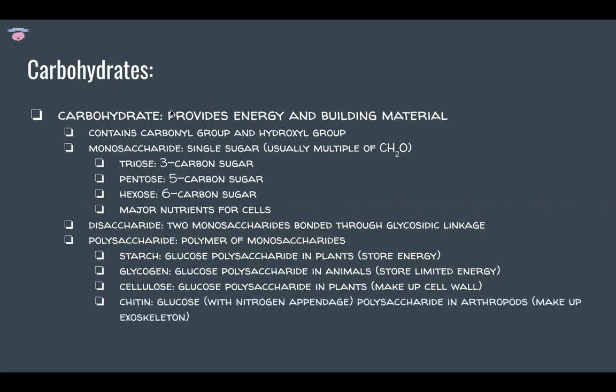Chitin is a glucose polysaccharide in arthropods. Arthropods are basically like spiders, etc. And you know what an exoskeleton is? Well, it's basically that hard shell on top of a spider. If you accidentally stepped on one, you would see that it's like a cracked shell. Okay, maybe that's too gruesome, but still. It's the outside shell of an arthropod, and it's made out of chitin. When I say nitrogen appendage, it basically means it has extra nitrogen.